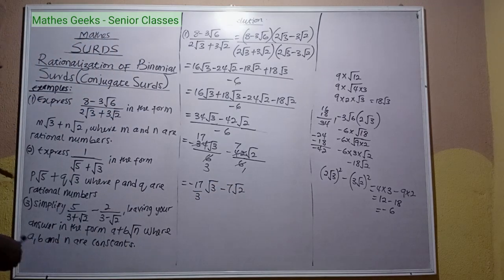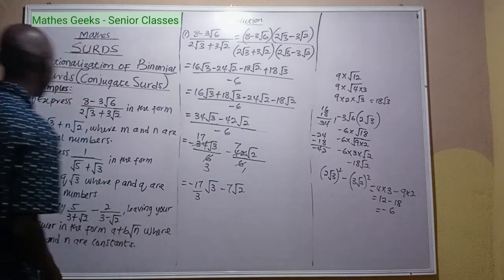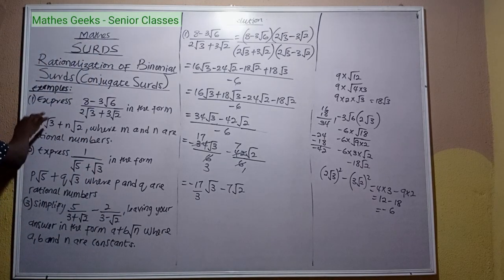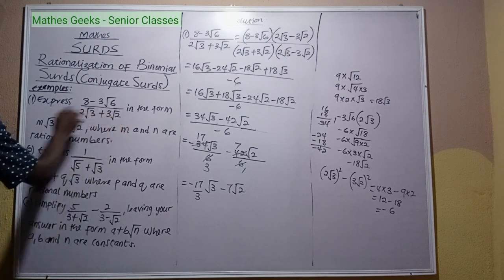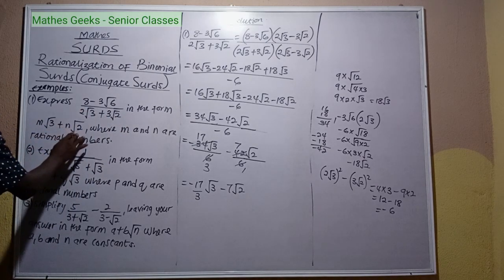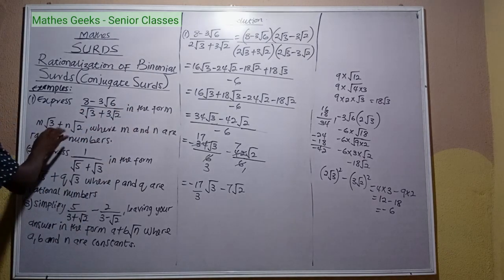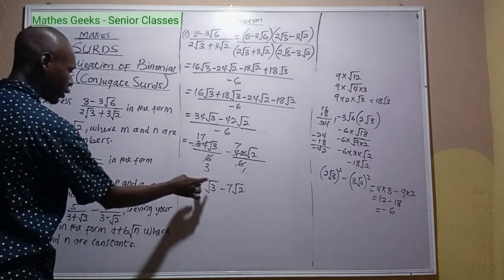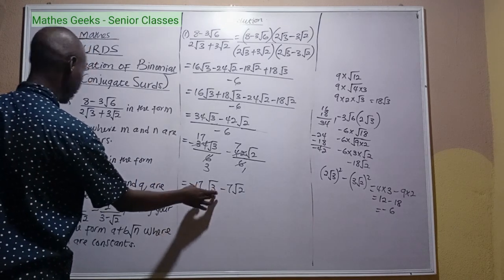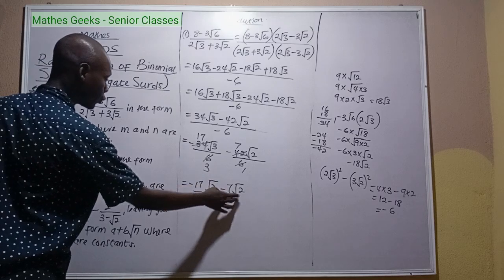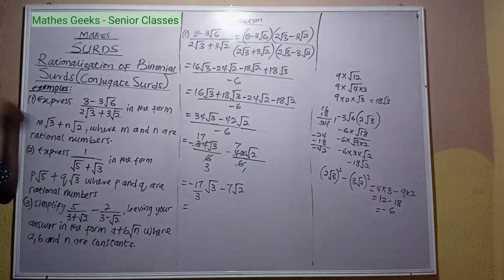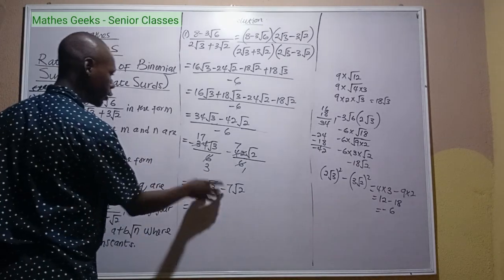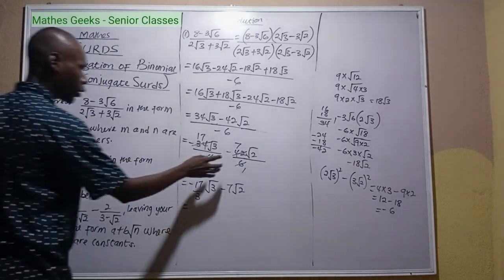So from what we have here, this is our final answer. Now the question says express 8 minus 3 root 6 over 2 root 3 plus 3 root 2 in the form m root 3 plus n root 2. So what we have here is minus 17 over 3 root 3 minus 7 root 2. So take note, we have a positive sign here, plus n root 2. So here is positive, and what I have here is negative. That means I omitted something while calculating.